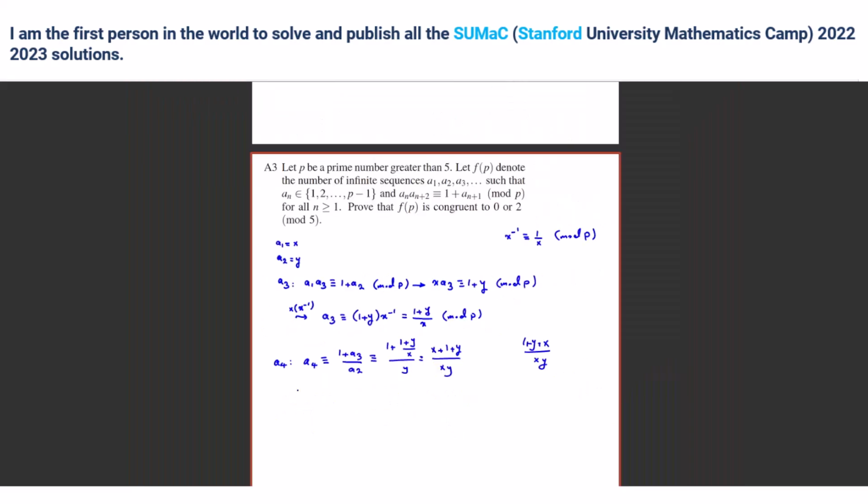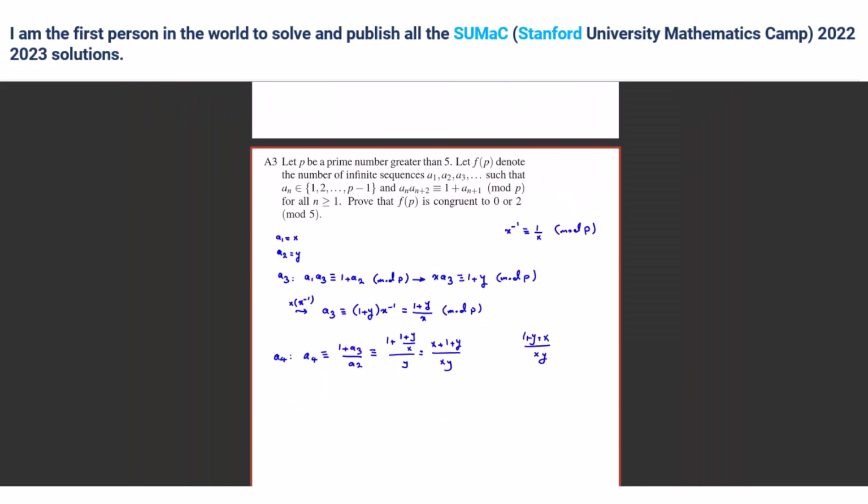So like this, try to calculate A5, A6, A7, then you will see, okay, after some steps, these two will be repeated. You will reach again x and y and you can find the period, okay? And then you can solve the problem. So as homework 3, try the rest of these.